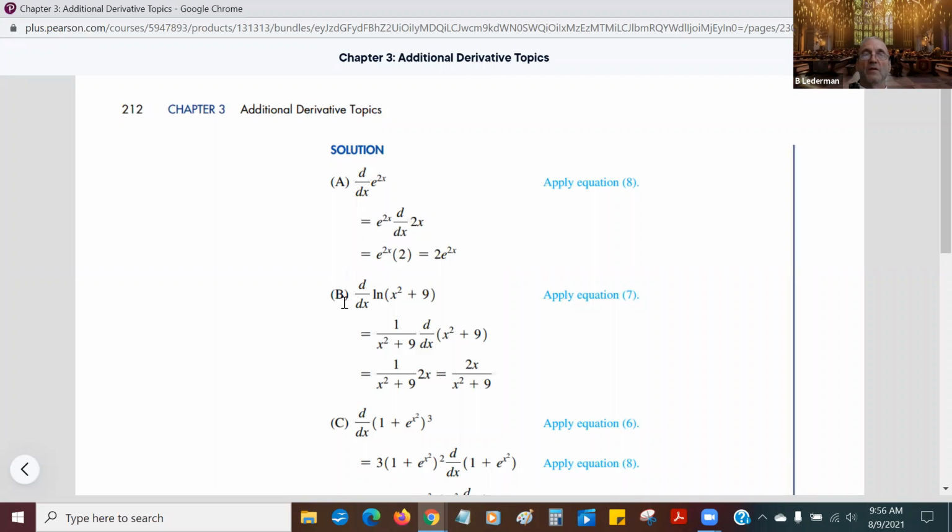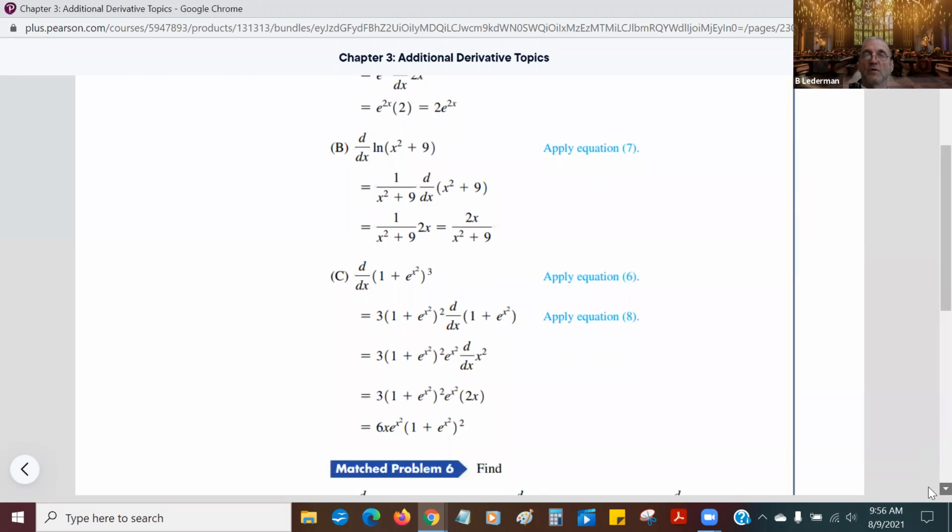Here we have the ln of x squared plus 9. Well, the outer derivative is 1 over x squared plus 9. The inner derivative is the derivative of x squared plus 9 itself, which winds up being 2x. So it's 1 over x squared plus 9 times 2x, or I could just write it as one fraction, 2x over x squared plus 9.